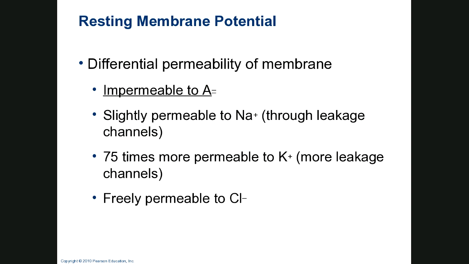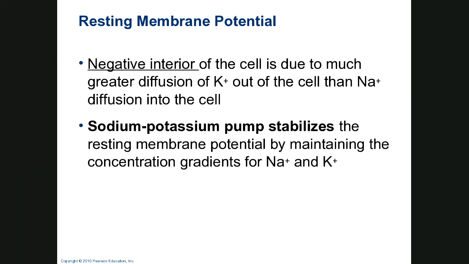Since the membrane is impermeable to these large anions, it's going to stay somewhat negative inside. Now, not much permeability to sodium. Potassium just flows along either direction. So we end up at rest with a negative interior of the cell.